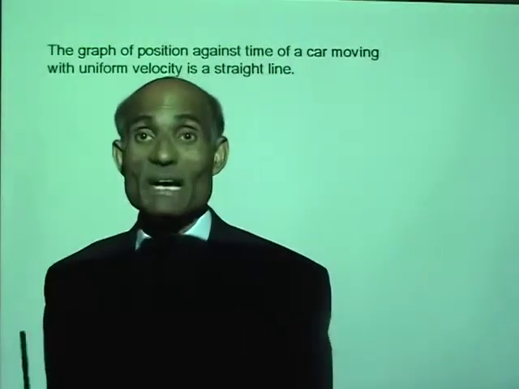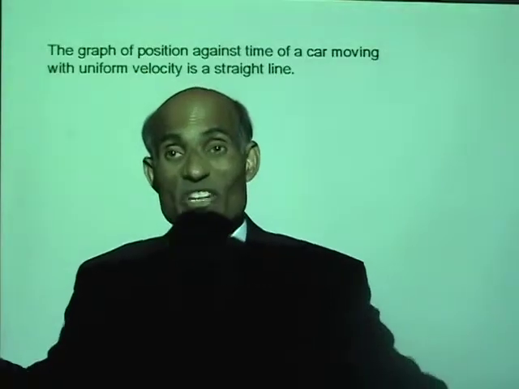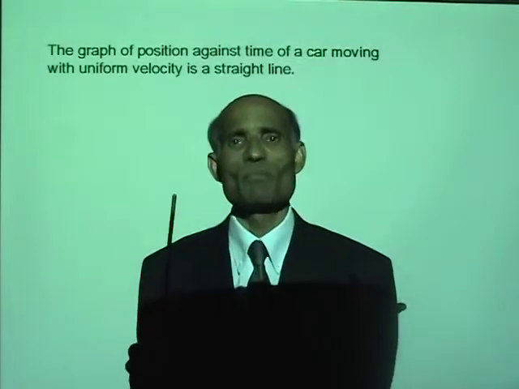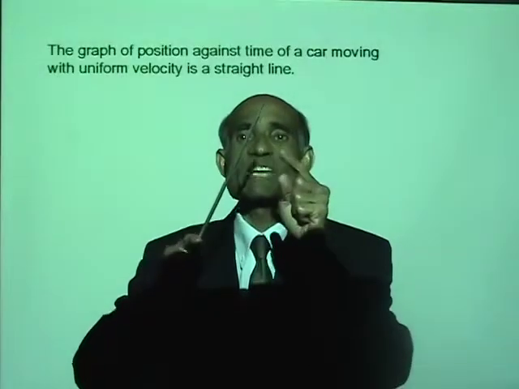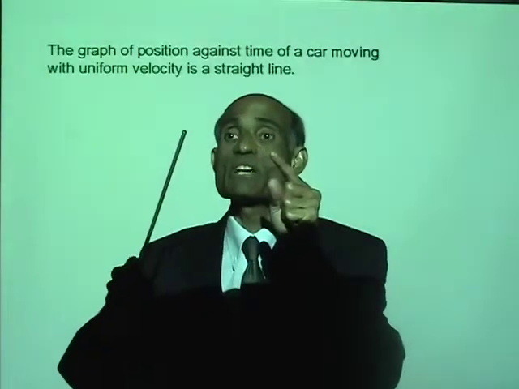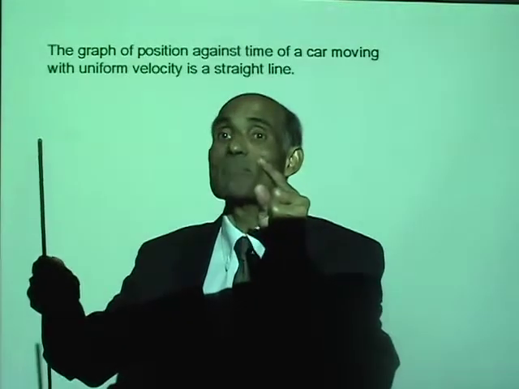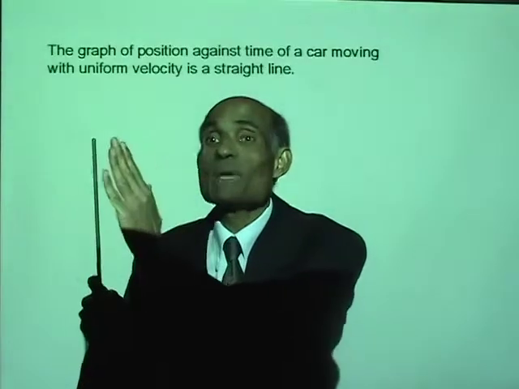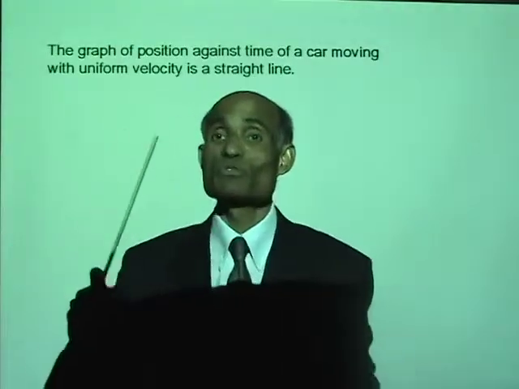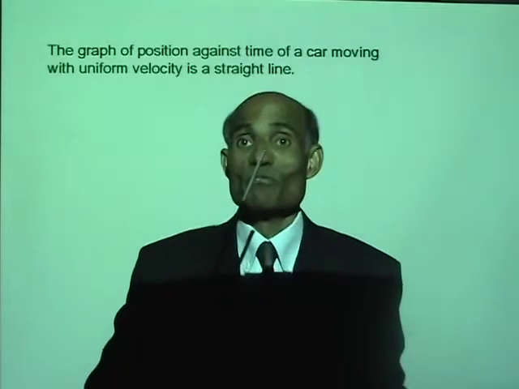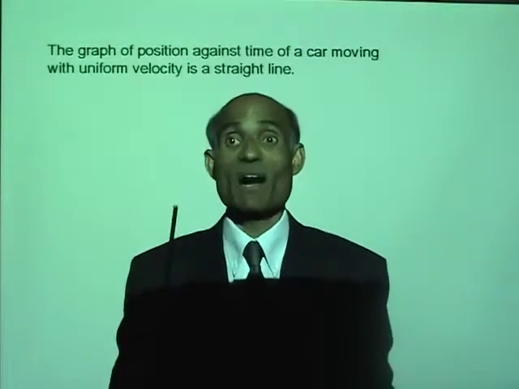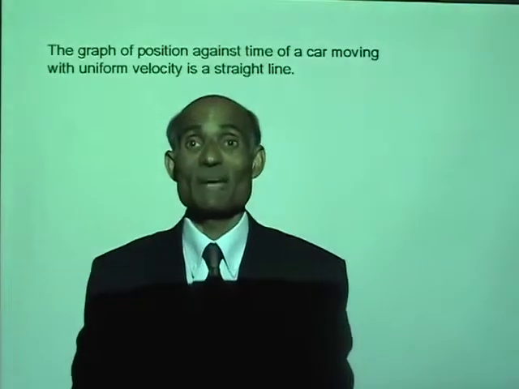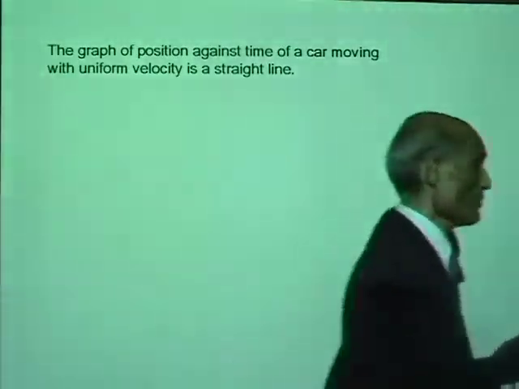Now, you know that if the velocity is uniform, what is the meaning of velocity is uniform? Velocity is uniform means each second the increase in distance is the same. Each second the car travels the same distance. So if you draw a graph of position against time, distance against time, that will be a straight line. Is that right? Yes. Now watch this again.